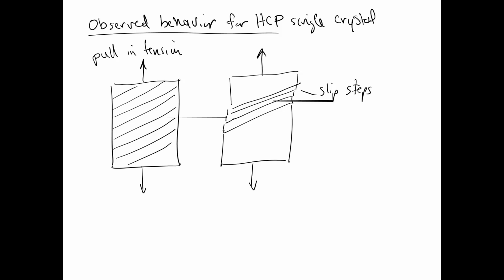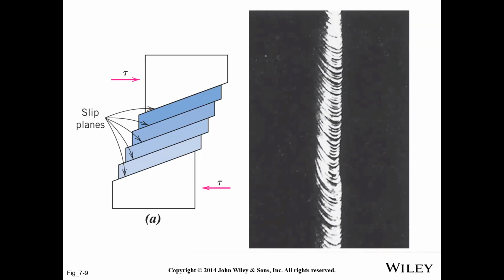And there's a figure from your book here that I'm going to show you that talks about this. Here are the slip planes. They're oriented in a certain orientation. There is some component of this stress acting in shear, and then there's some perpendicular component. And so what we observe is what we see on the figure on the right, which is these slip steps in this single crystal.